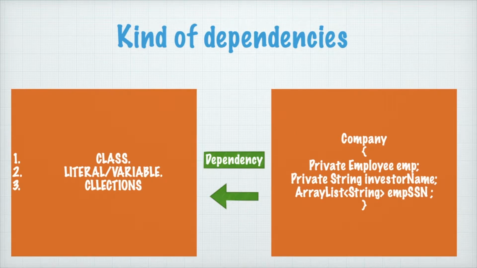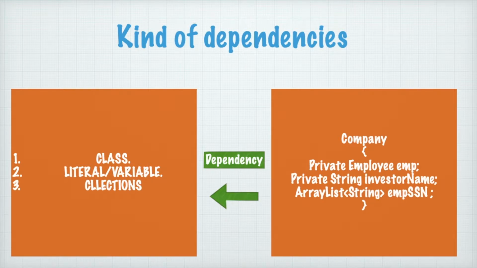The second kind of dependency can be a literal or a variable, like you can see on the right side, private string investor name. So if the company has different kinds of investors and we just need the investor name, and this investor name variable can be present in another class, but I just need the investor name variable here. I do not need to create the object of the complete investor class, right? So in this case, the company class is dependent on the investor name string. So this kind of dependency can be a literal or variable dependency.